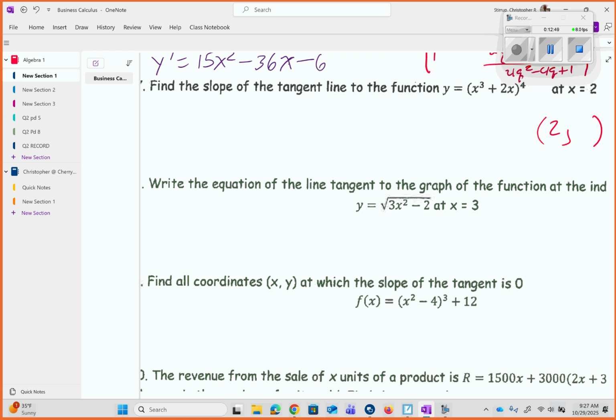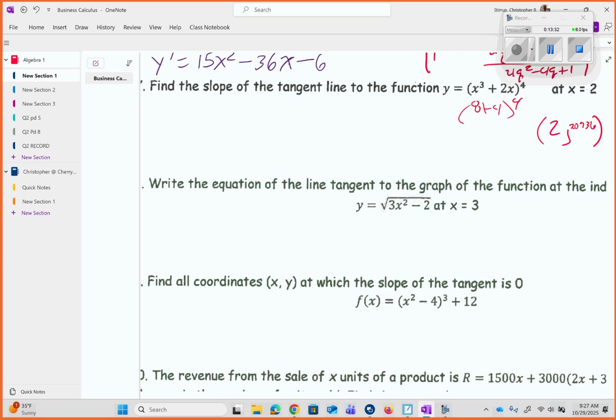Plug the 2 in first. So if I plug 2 in, that's going to give me the y value. So 2 times 2 times 2 is 8. So that would give me an 8 right there. And then 2 times 2 is 4. And then this is raised to the 4th power. And oh, goodness gracious, that's going to be a big old number. So 8 plus 4 is 12. 12 raised to the 4th power is, oh my goodness, 20,736. That's ridiculous. But it is what it is.